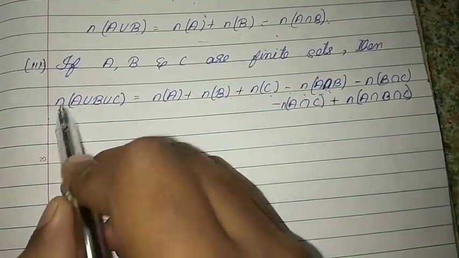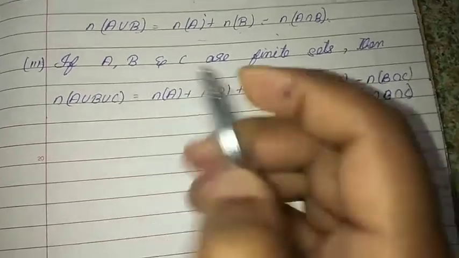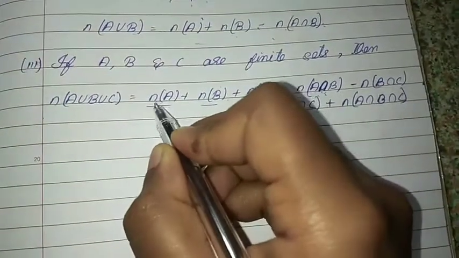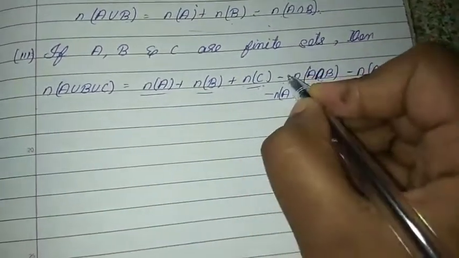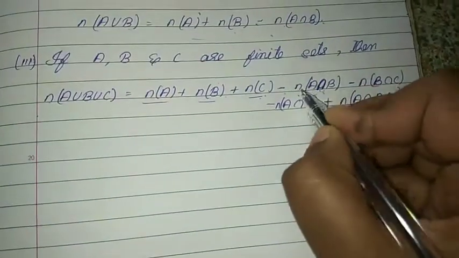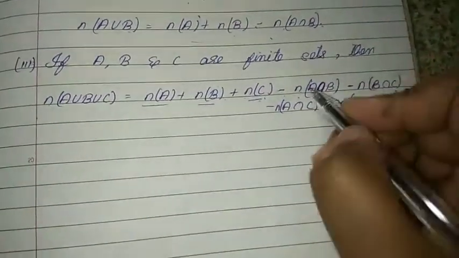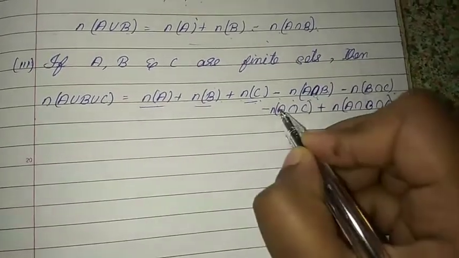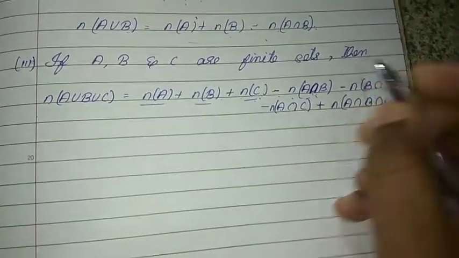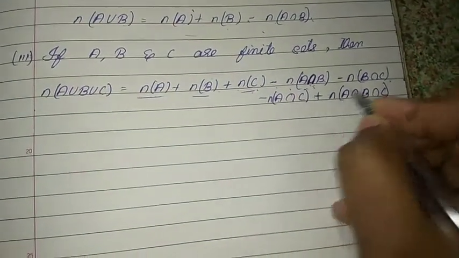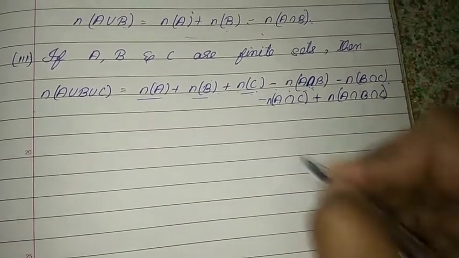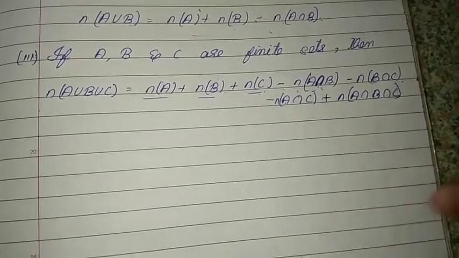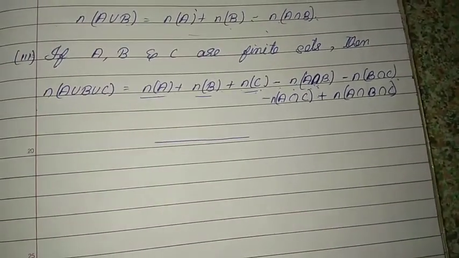See, to find the number of elements in A union B union C, just add the number of elements in sets A, B and C. Then subtract the number of elements in the pairs: A intersection B, B intersection C, and A intersection C. Then add the number of elements in all three, that is A intersection B intersection C. That's it. This will be very easy, and the introduction part for the first chapter is over.